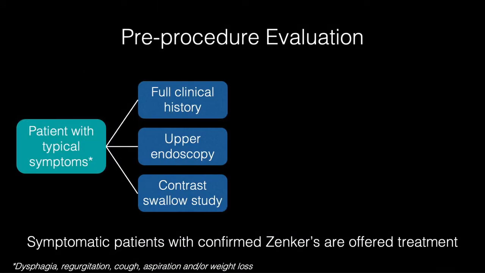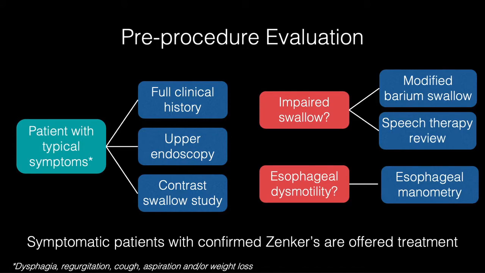Patients who present with typical symptoms of Zenker's diverticulum, including dysphagia, regurgitation, cough, aspiration, or weight loss, undergo comprehensive evaluation with a full clinical history, diagnostic upper endoscopy, and a contrast swallow study. If there is clinical concern for impaired swallowing, patients are referred for a modified barium swallow and speech and language therapy review. If there is clinical concern for esophageal dysmotility, esophageal manometry is performed.